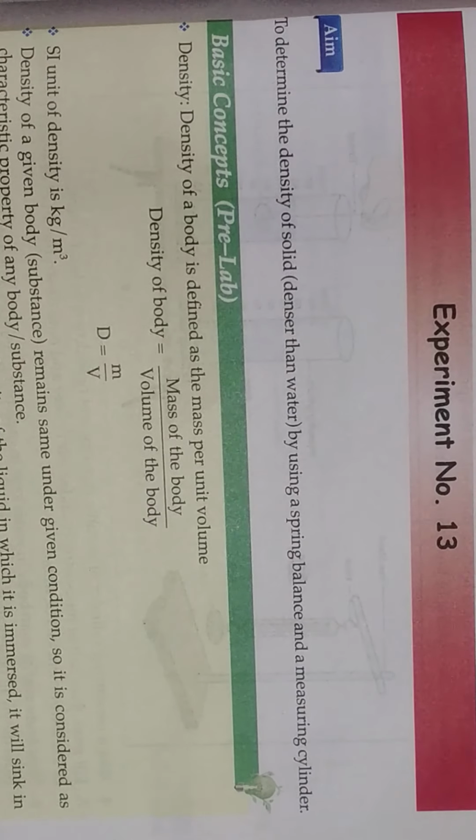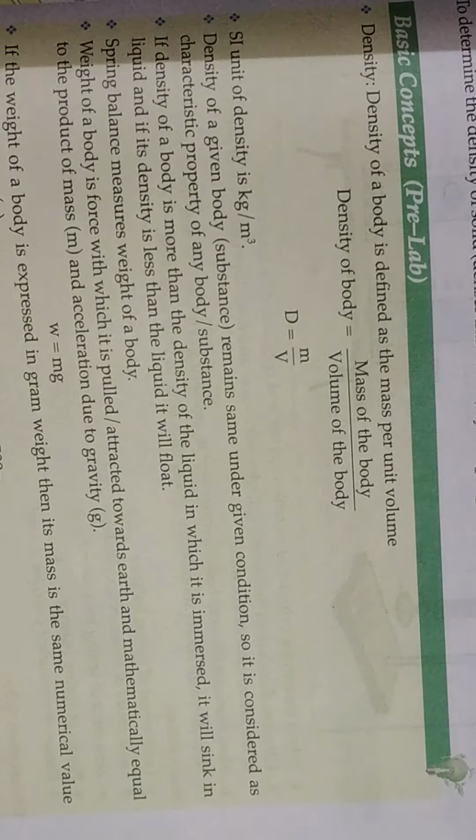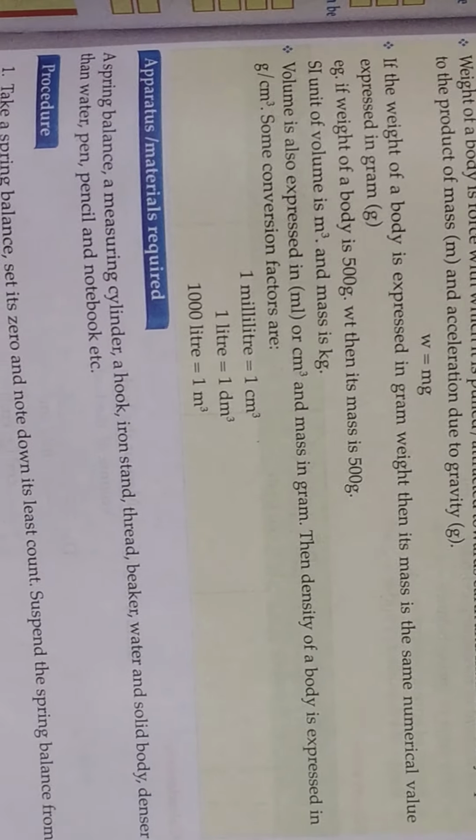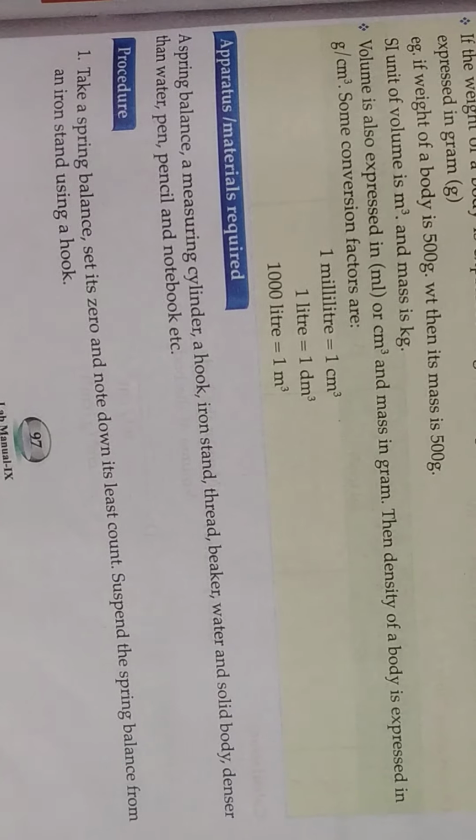Experiment number 2, to determine the density of a solid denser than water by using a spring balance and a measuring cylinder. You see, and then pre-labs, basic concepts, material required, and then procedure, and then next page.